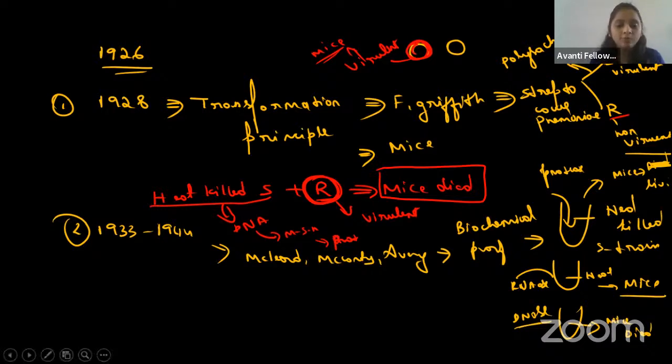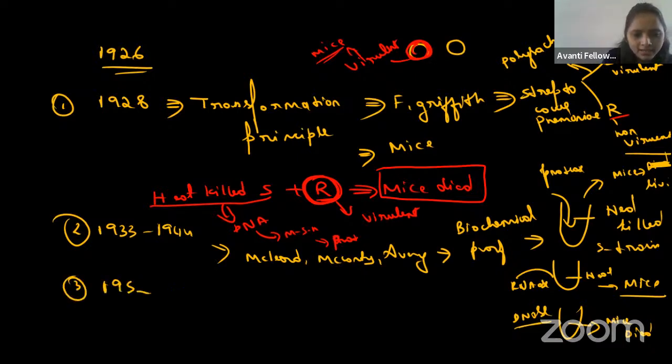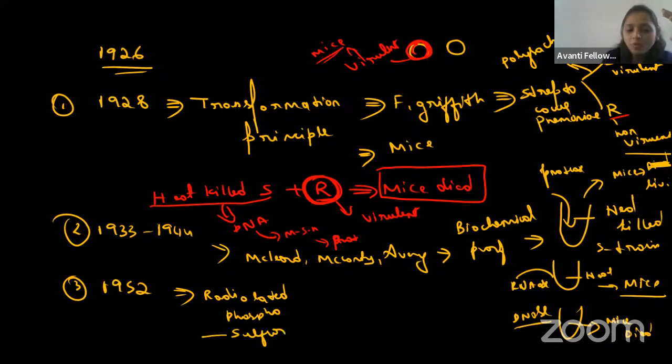In this experiment, they proved that DNA is the genetic material. That is in the year 1952. They took radio-labeled phosphorus and sulfur. Always remember, guys. They labeled the protein with the sulfur, and they labeled the DNA molecule, the genetic material, with the phosphate.